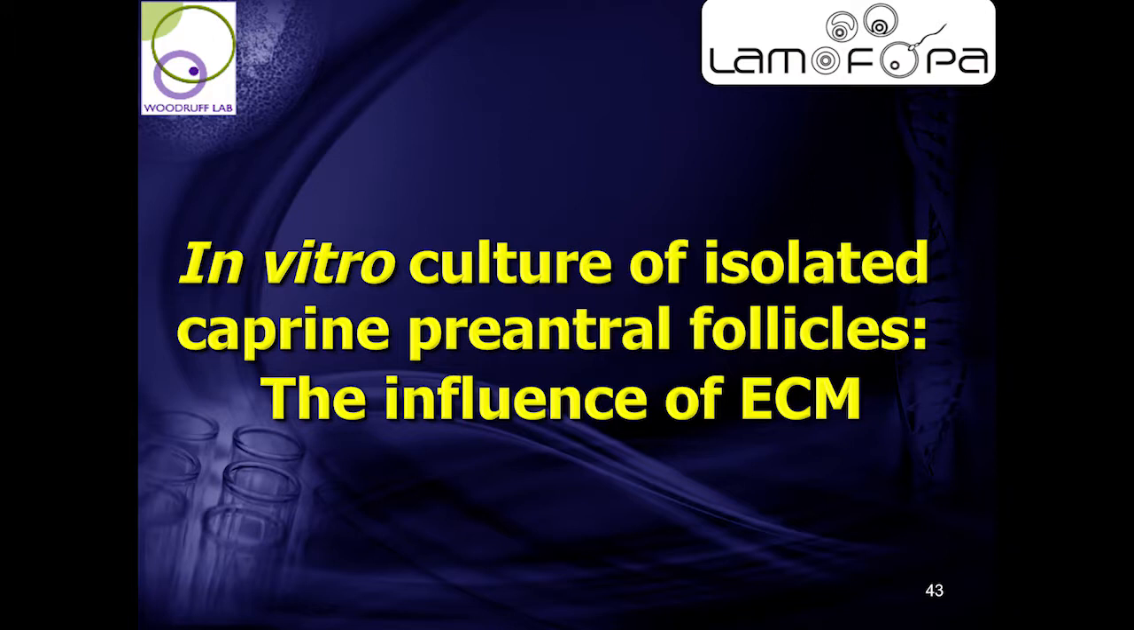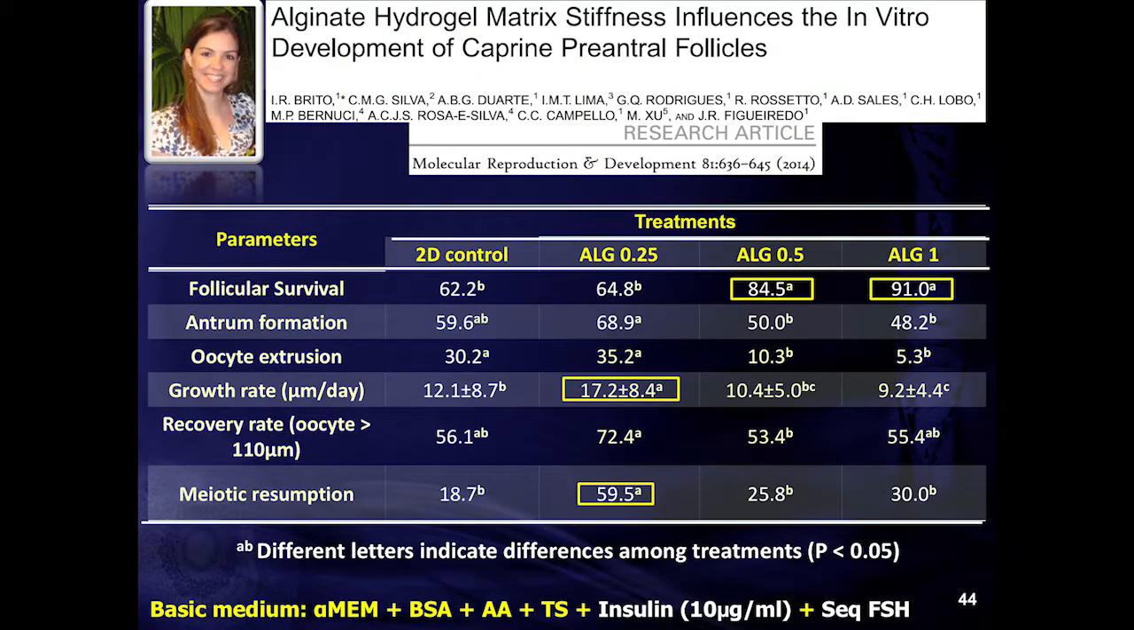Now, I'm going to discuss with you some results related to the influence of extracellular matrix on in vitro culture of isolated caprine preantral follicles. This research has been done in collaboration with Woodruff's lab here in Chicago. In this protocol, preantral follicles were cultured in a two-dimensional system on plastic or in a three-dimensional system using 3 alginate concentrations. Compared to the control group, higher alginate concentrations were better to preserve follicular survival, while low alginate concentration provided the best outcomes for follicle growth rate and percentage of meiotic resumption.